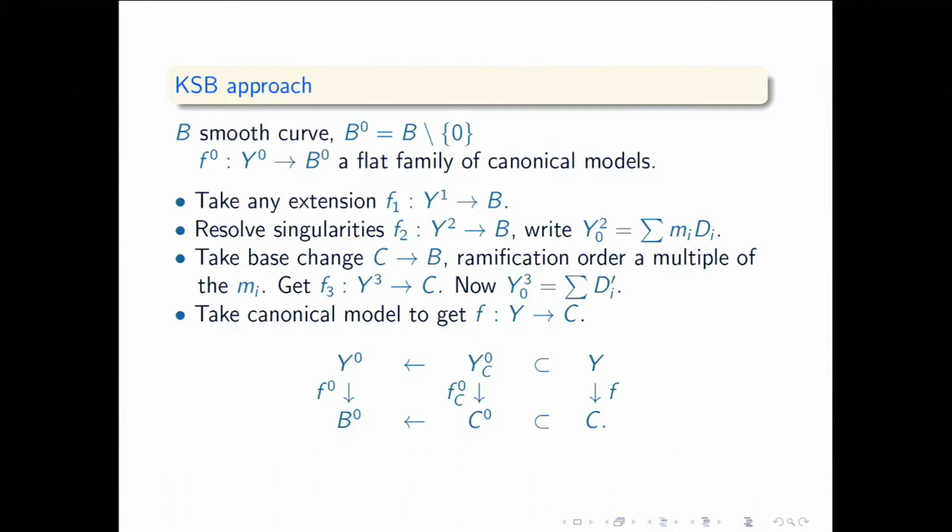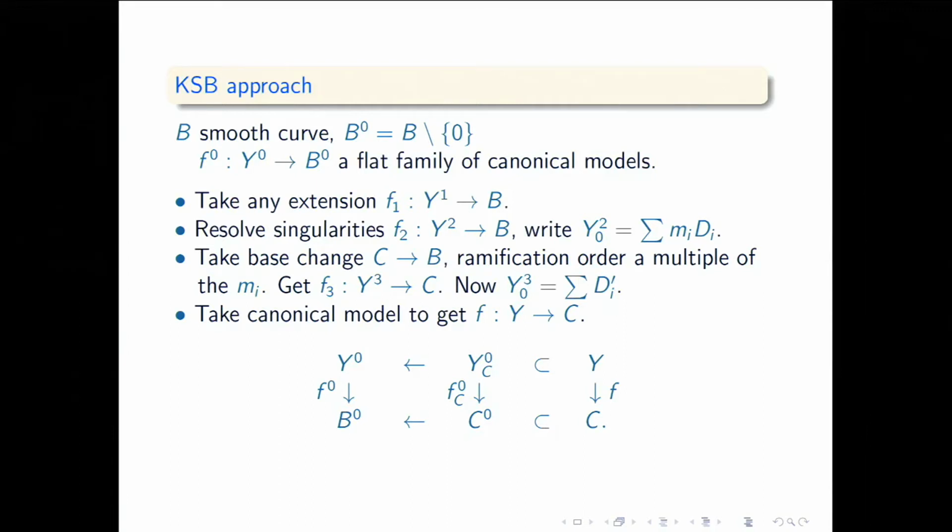Okay. And so now this gives the KSB, so it's the Kollár–Shepherd-Barron approach to compactifying the moduli of canonical models. So it says that we start with a flat projective family of canonical models over an open curve. Then first, just take any extension, I just want something projective. I don't care about the singularities, but then I resolve it, okay? And then I look at the special fiber. Maybe I would like the special fiber to be also a simple normal crossing divisor. Then, of course, I can have some multiplicities there.